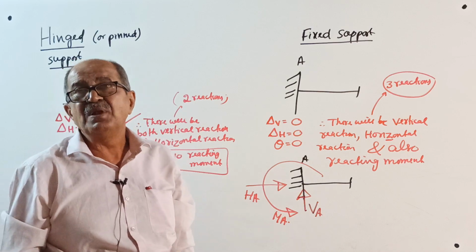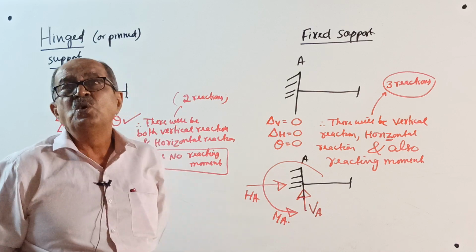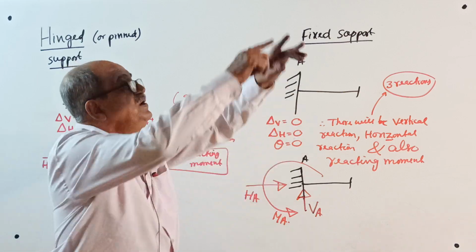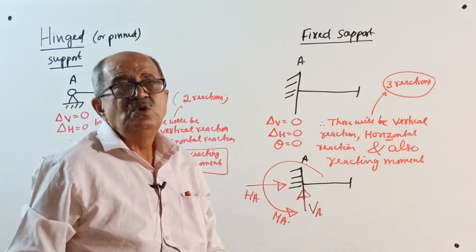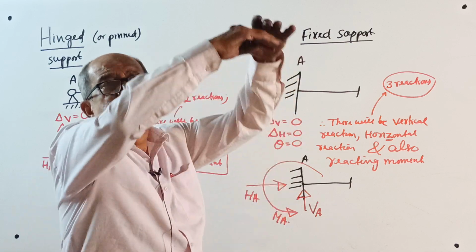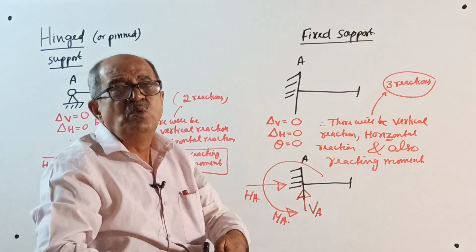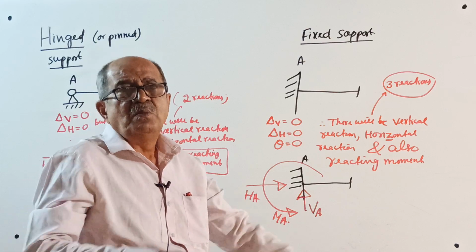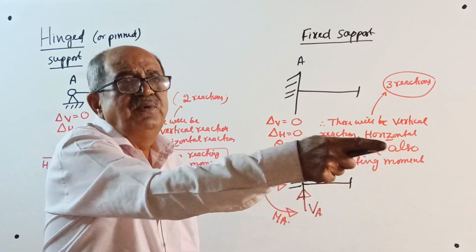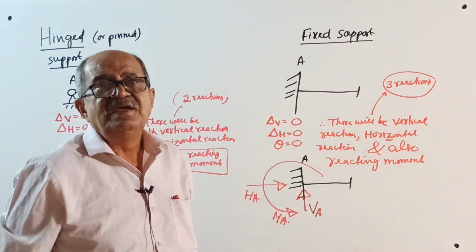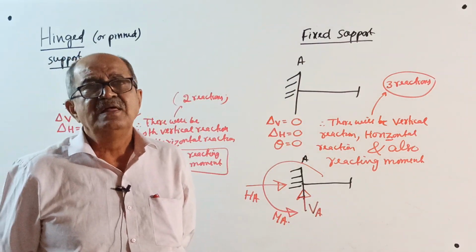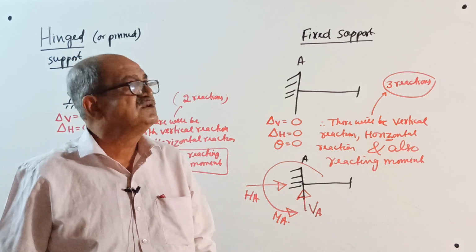Best example is a door hinge. There is a door. If you try to pull the door horizontally, the door will not move. If you press the door vertically down, the door will not move. But if you apply a force this way to create a couple moment, the door will rotate. If the door is not rotating, the very purpose of the door is lost.